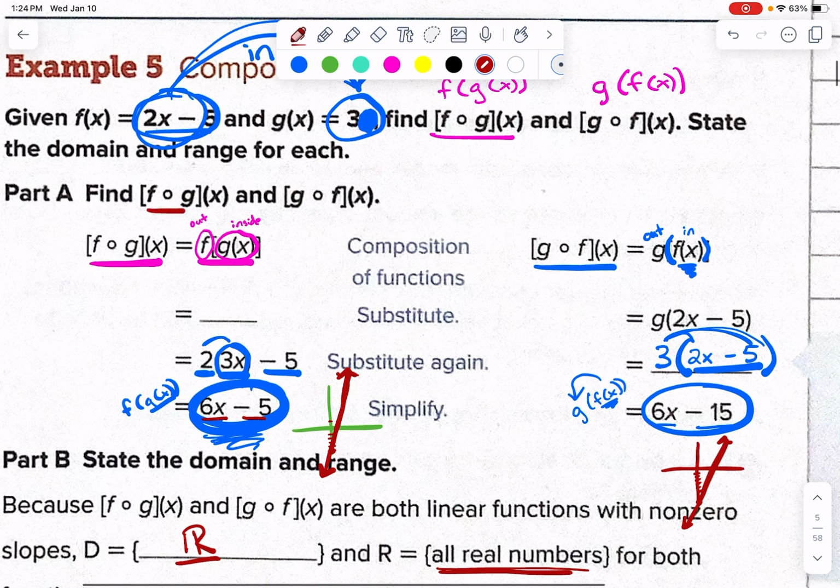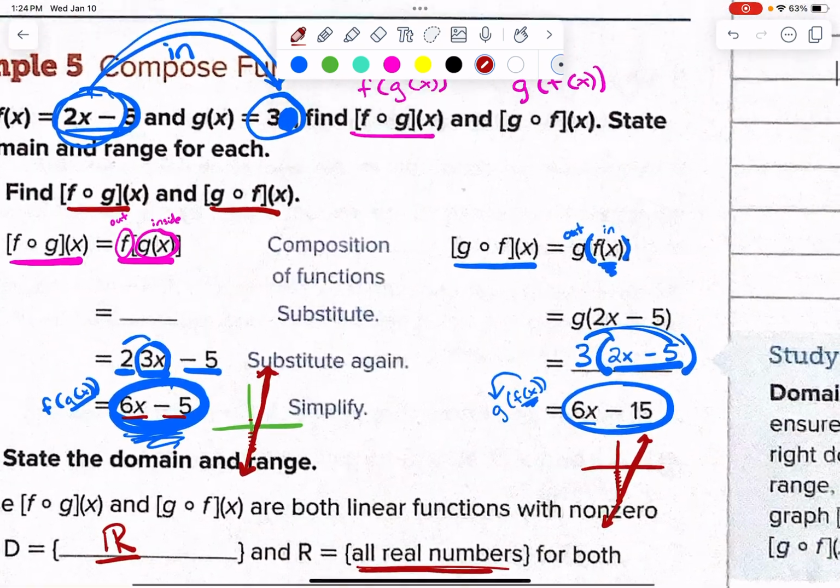But that is f composed of g, g composed of f. You're taking the second one and you're sticking it into the first one, okay? Now, one more thing before we do this example down below here, okay?